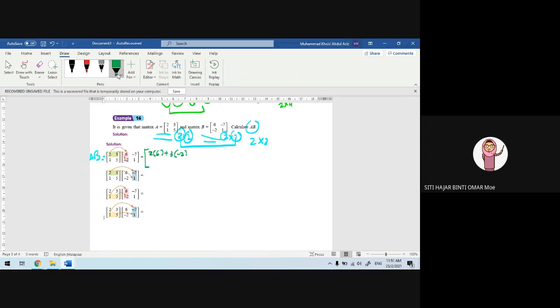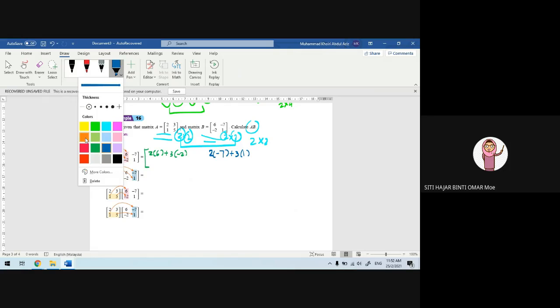Okay, I use the blue color. 2, look at here. 2 and negative 7, you multiply. 3 and 1, you plus. 3 and 1 multiply, but we plus with 2 and negative 7. Okay? So now next, I use a different color.